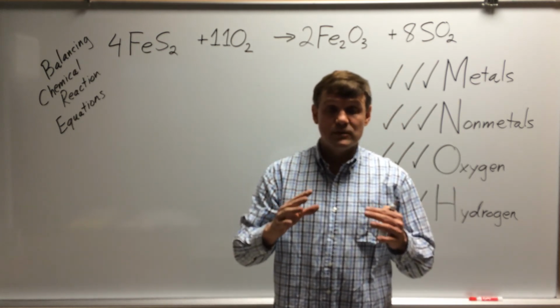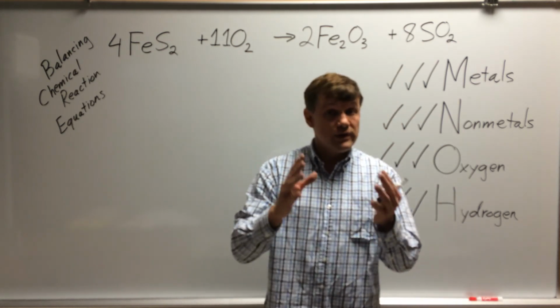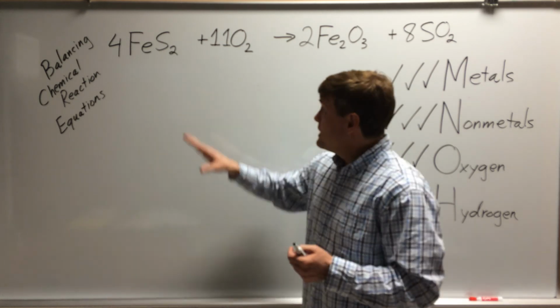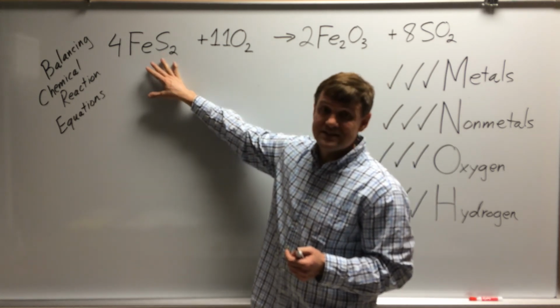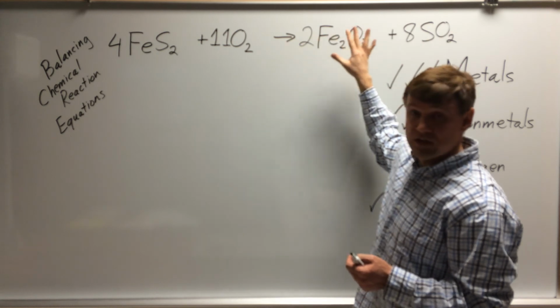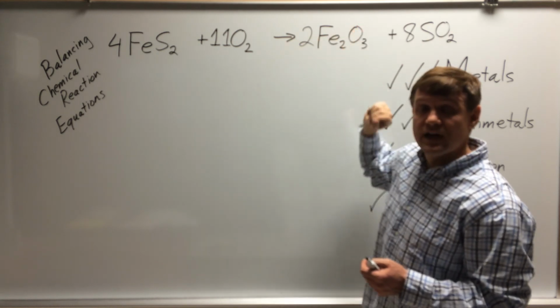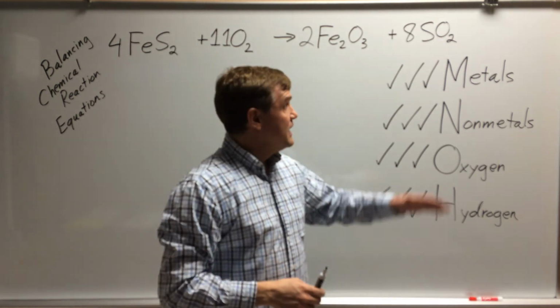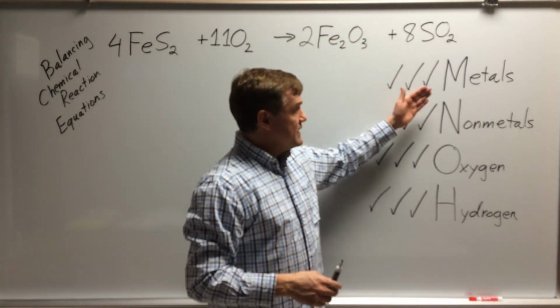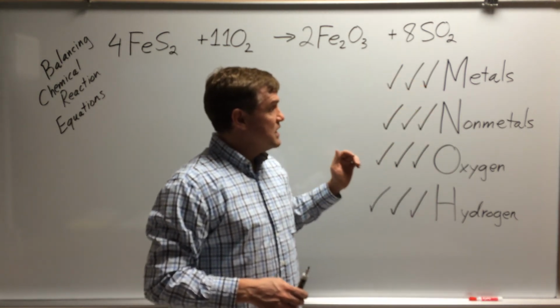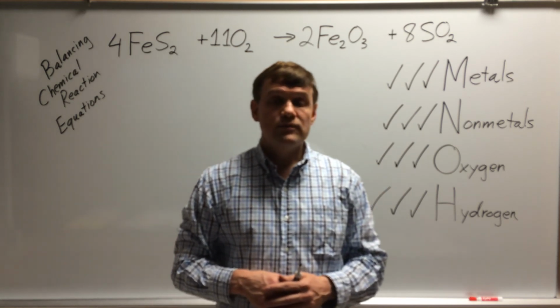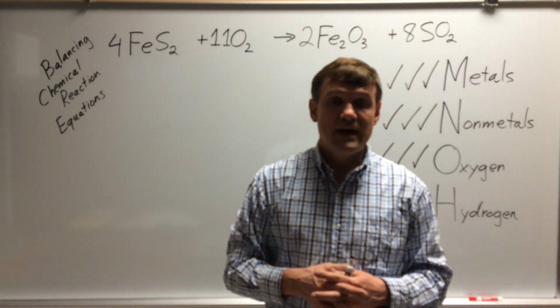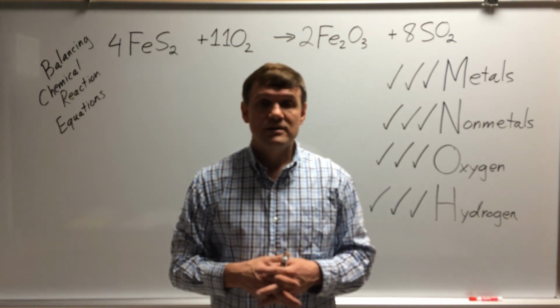So what we've done is we've given you a little background on making sure that you have a balanced chemical reaction equation, or figuring out what one is by making sure the number of atoms on one side of that arrow matches the number of atoms on that side of the arrow, and then giving you a technique on how to go through it. MNOH: metals, nonmetals, oxygen, hydrogen, and hopefully this gives you enough background so that you can balance any chemical reaction equation that comes your way.